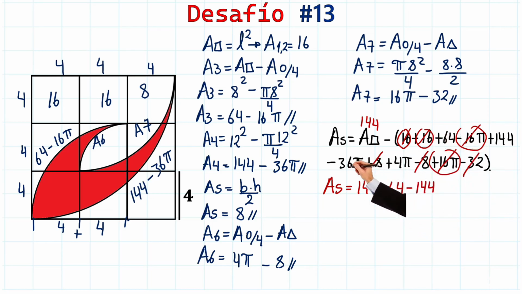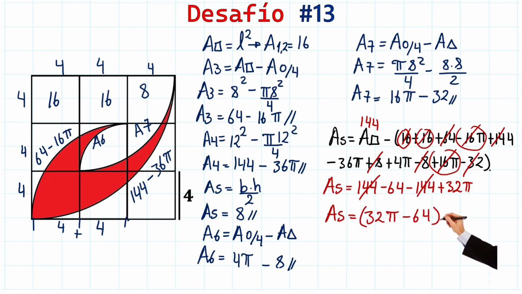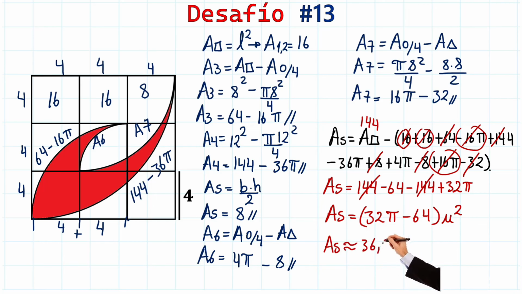We have this over here. We've already accounted for this one too. And we have minus 36 pi plus 4 pi gives us minus 32 pi. But minus times minus gives us plus 32 pi. Excellent. We find that the shaded area, ladies and gentlemen, by eliminating here and there, is 32 pi minus 64. Phenomenal. All of these here are also square units. Let's leave an approximation. The shaded area is approximately 36.5 square units.